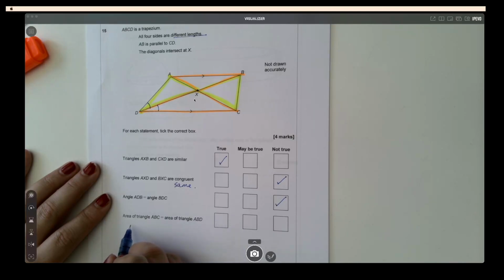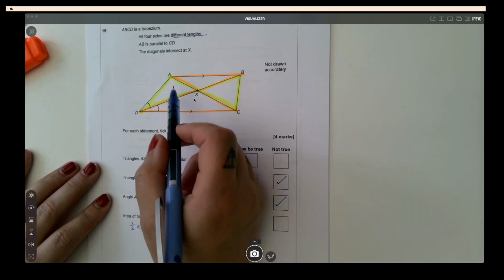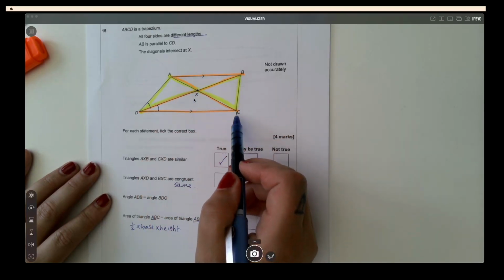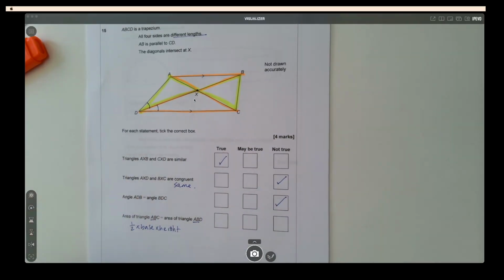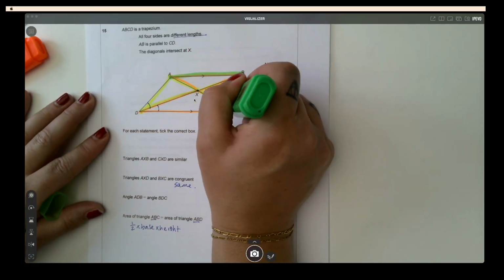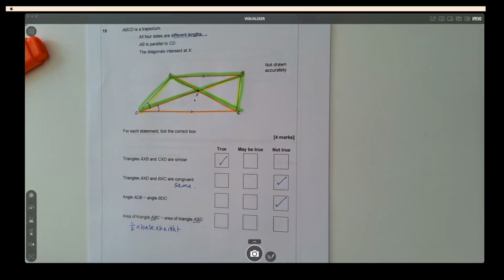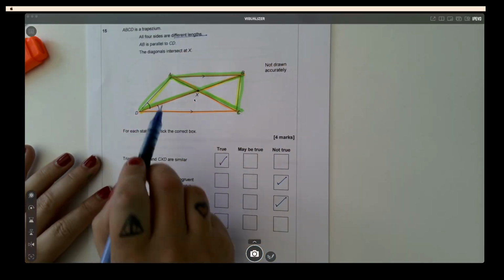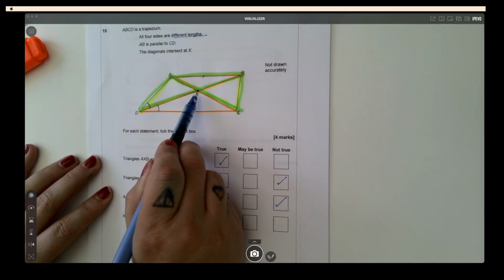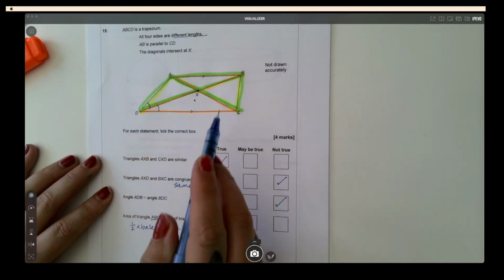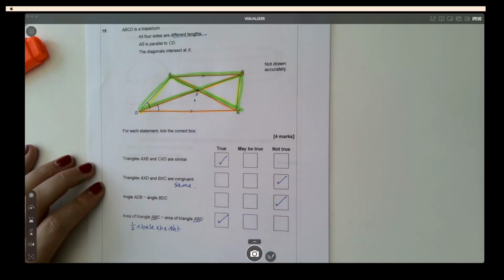So we would do half times the base times the height for the area of the triangle. They each have AB in common. So what we've got, A, B, C. Let's highlight that to make it a bit clearer. A, B, C and A, B, D. So they've got the same base, AB. They've got the same perpendicular height because X is where the diagonals intersect. So yeah, the areas of those 2 triangles would be the same.